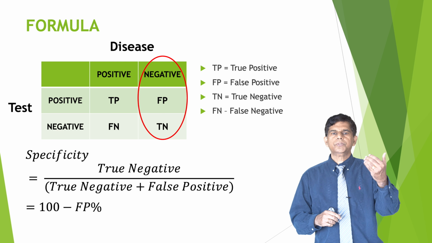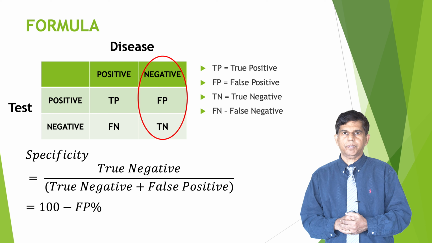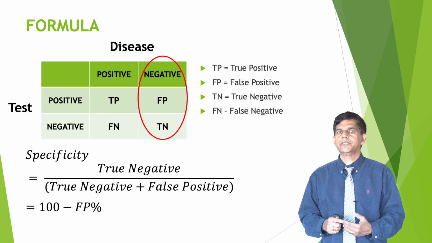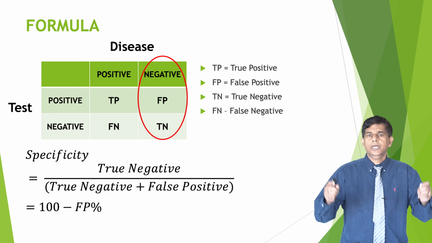And then you can also do another calculation. You take the percentage of false positive, okay? 100 minus false positive percentage will give you specificity also. So now we're going to take a look at an example.